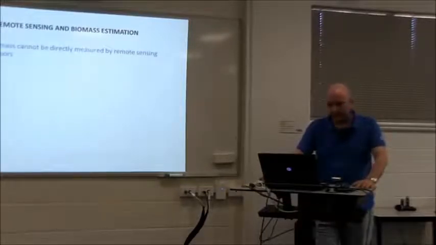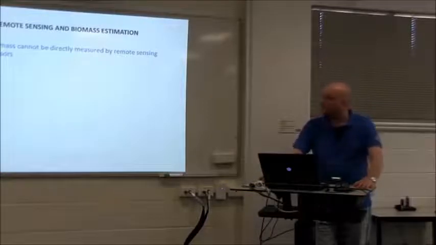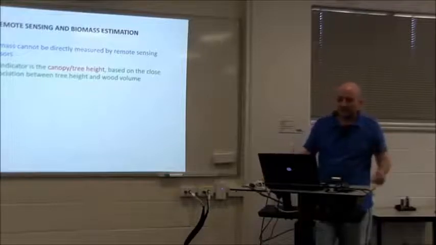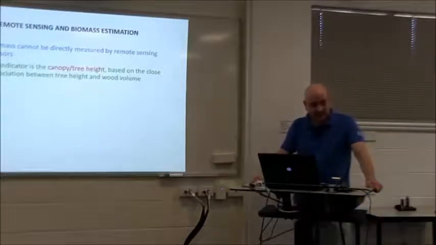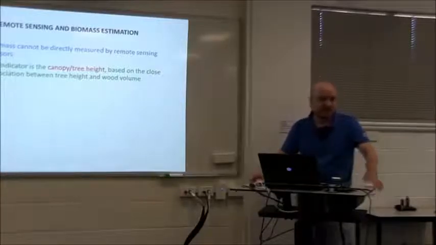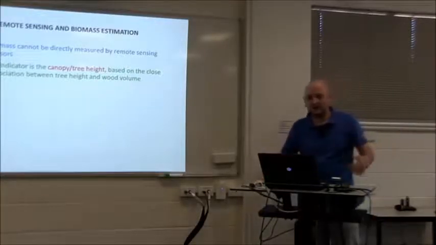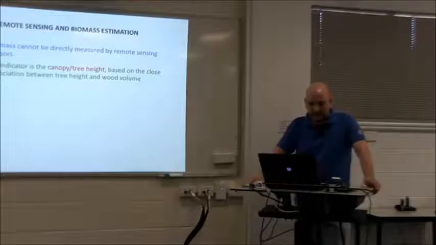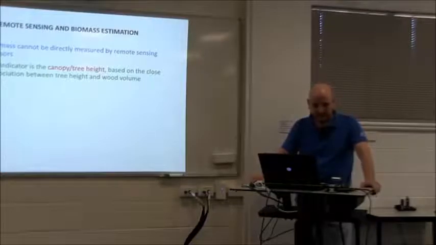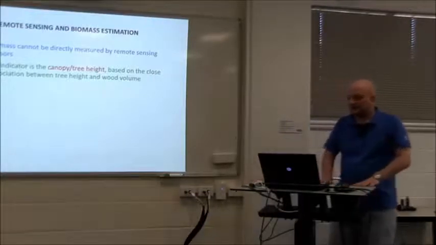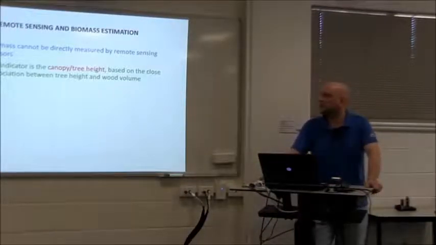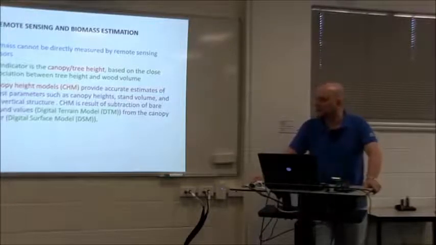In terms of remote sensing, first of all, of course, biomass cannot be directly measured by any remote sensing sensors. We need to use some kind of indicator, and the major indicator can be canopy height, if we're talking about the area, about the plot, or tree height, if we're talking about the individual single tree. And again, using allometry correlations, allometry basic principles, establishing the association, correlation between tree heights and, for instance, wood volume, we can perform the estimation of biomass.